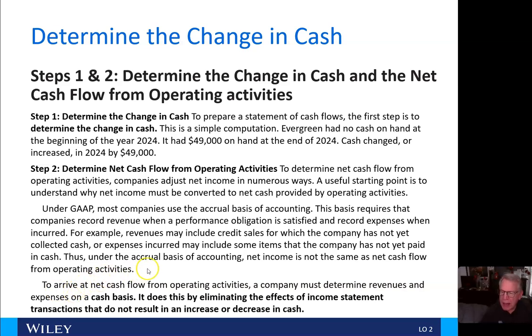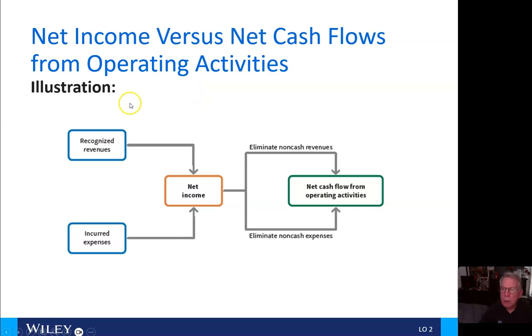To arrive at net cash flow from operating activities, a company must determine revenues and expenses on a cash basis, not an accrual basis. It does this by eliminating the effects of income statement transactions that do not result in an increase or decrease in cash. The way we do that is illustrated generally by this diagram. Here are our recognized revenues and our incurred expenses, which result in net income. Then we eliminate our non-cash revenues and non-cash expenses, and we get our net cash flow from operating activities.